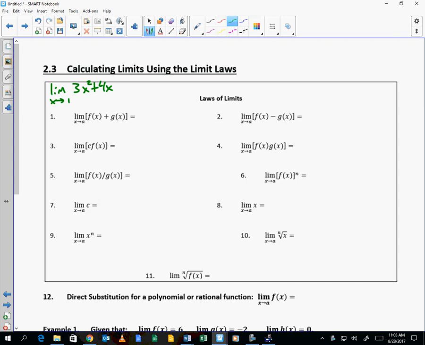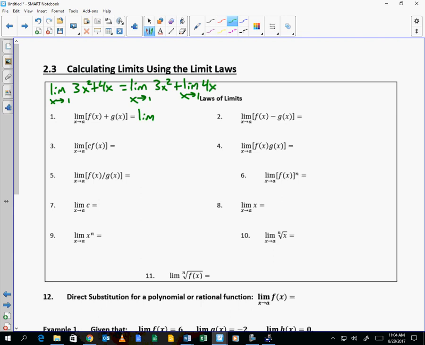Okay, so if you wanted to take the limit as x goes to 1 of 3x squared plus 4x, it's actually really easy to do. And what I want you to know is that you can break this up into two limits. If you do the limit as x goes to 1 of 3x squared plus 4x, you get 7. And if you break it up into two pieces, you end up with 3 plus 4, which ends up being 7, right?